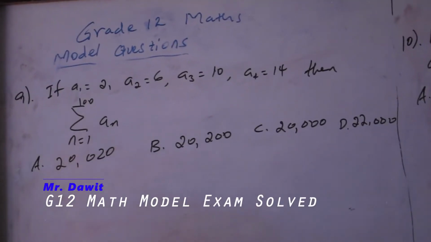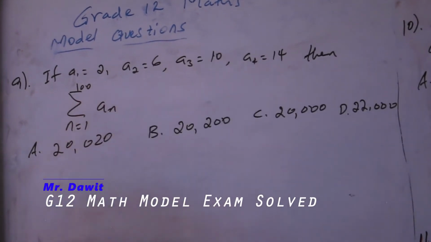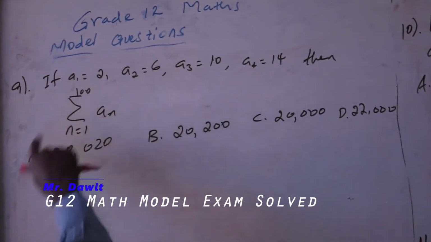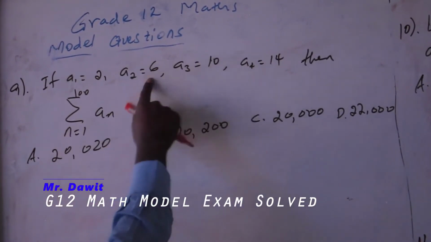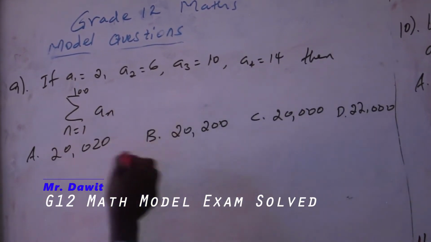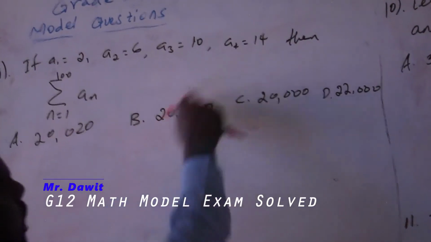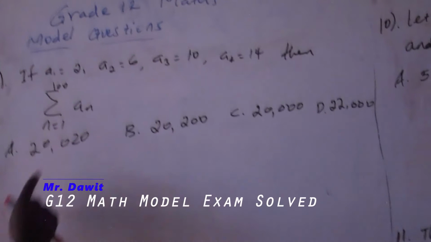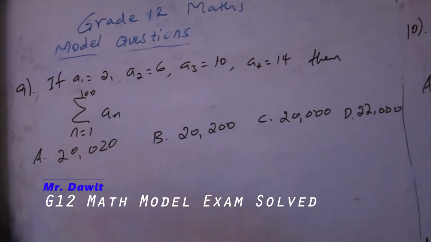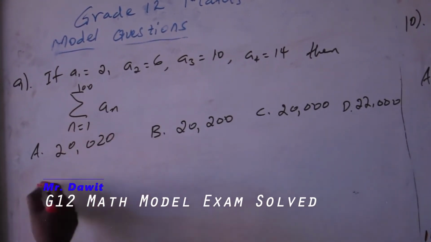Number 9, again this is a sequence with common difference a2 minus a1, 6 minus 2 is 4, 10 minus 6 is 4, 40 minus 10 is again 4, so common difference is 4. So if a1 is 2, a2 is 6, a3 is 10, a4 is 14, then find the sum of all the arithmetic numbers from 1 until 100. So first we have to find out what the common difference is.